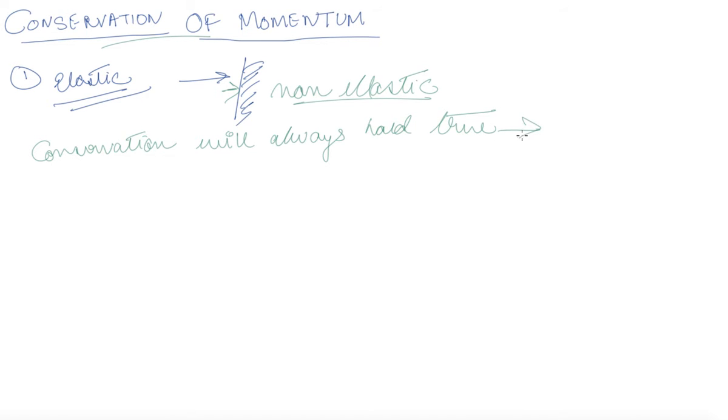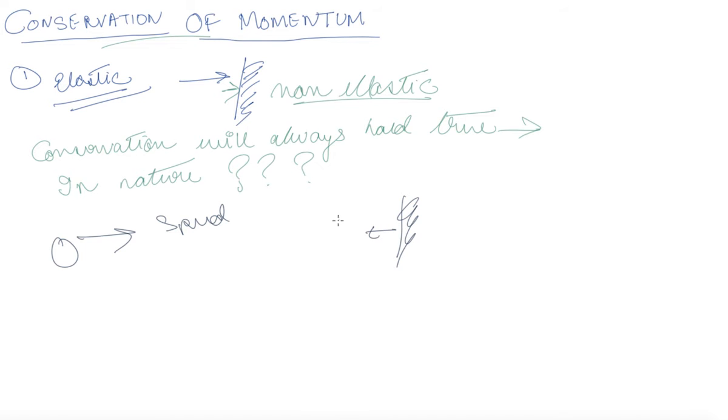Now the next question that comes is, why don't we see this conservation of linear momentum in nature? If we strike a ball with greater speed, after striking, the speed reduces, that is, the momentum reduces. So why is this so?